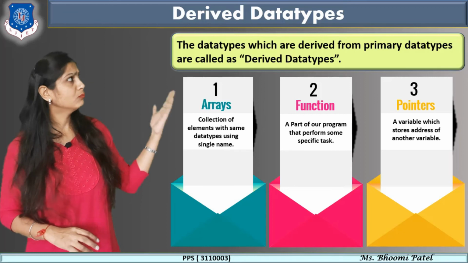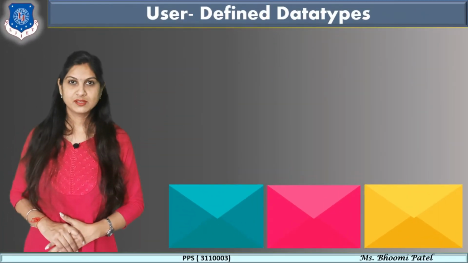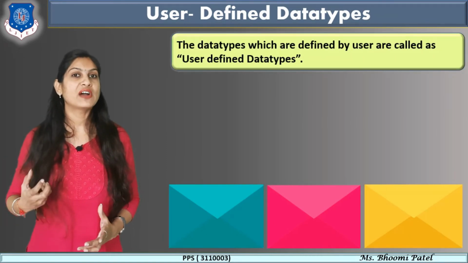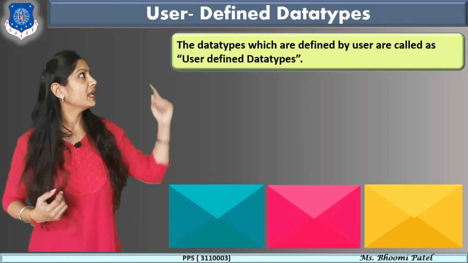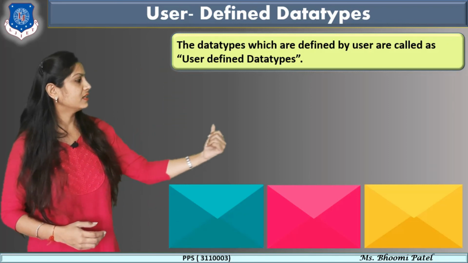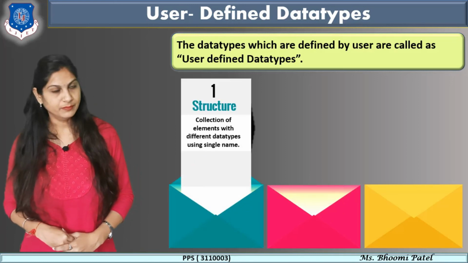Clear? Move to the last data type, that is user defined data types. According to the name, this data type is created and defined by the users. So the name is given user defined data type. Again it is categorized in 3 parts. First is structure, typedef and enum.